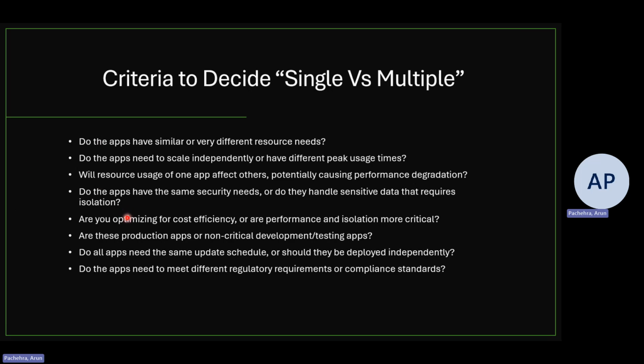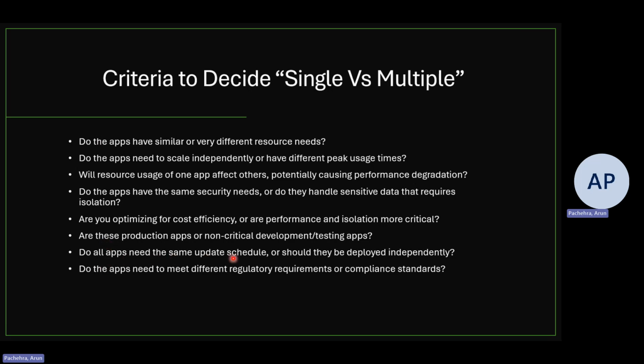Now, are these production apps or non-critical development testing apps? So you can understand where this leads. For development, testing, or staging environments where cost saving is prioritized, go with a single plan for multiple apps. For production environments, it is always recommended to run multiple plans for the multiple applications.